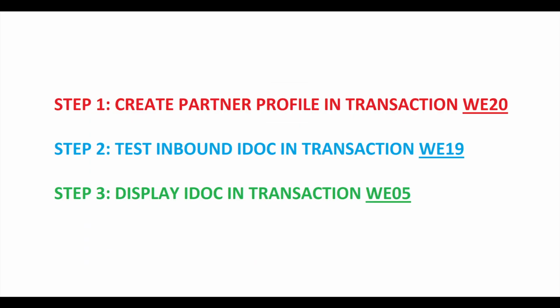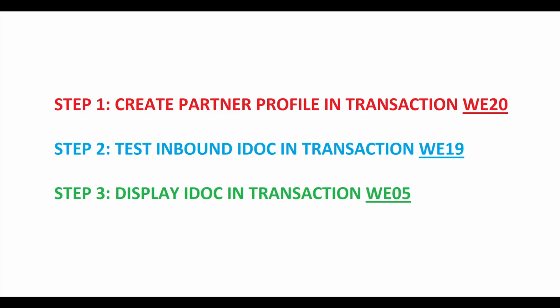To achieve this functionality, there are mainly three steps. First of all, we need to create the partner profile in transaction WE20. In my case, the partner is the web portal, which is the company portal, where the user goes and fills in the information for the purchase order. So we have made that web portal a partner in SAP.